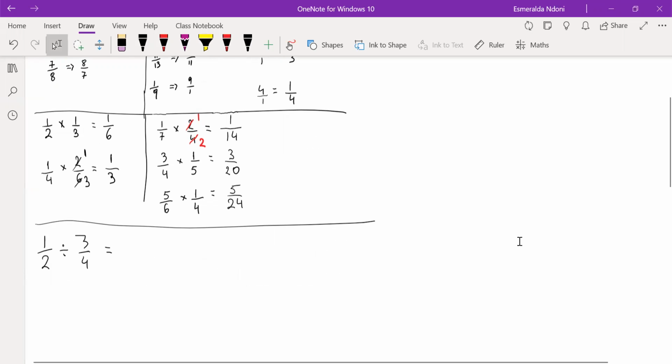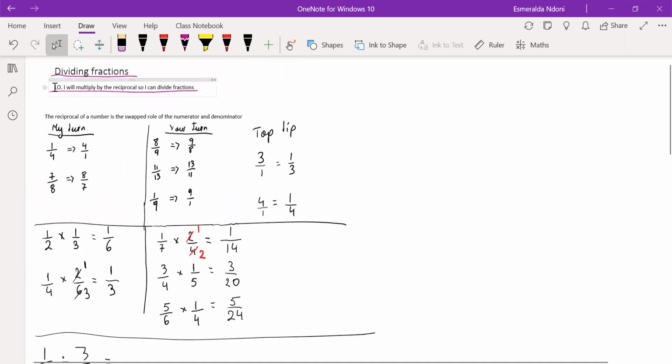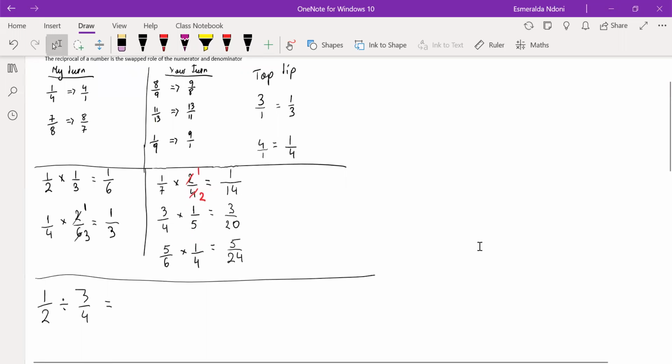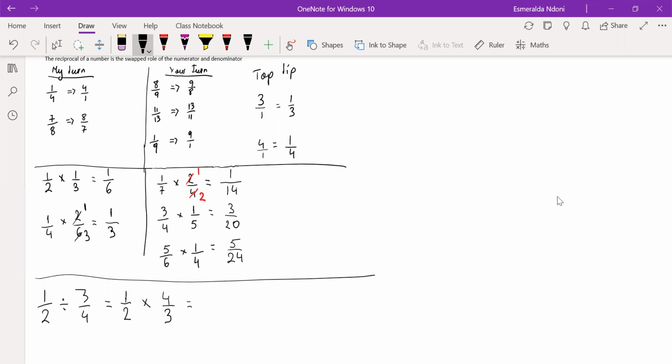Looking back at our learning objective, it says, I will multiply by the reciprocal so I can divide fractions. So I am dividing two fractions. I will multiply the first number by the reciprocal of the second. The reciprocal of 3/4 is 4/3. And look how easy it is now. We know how to multiply fractions.